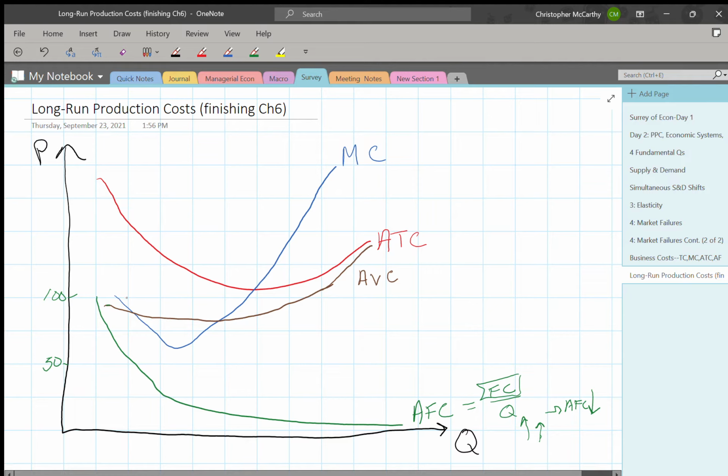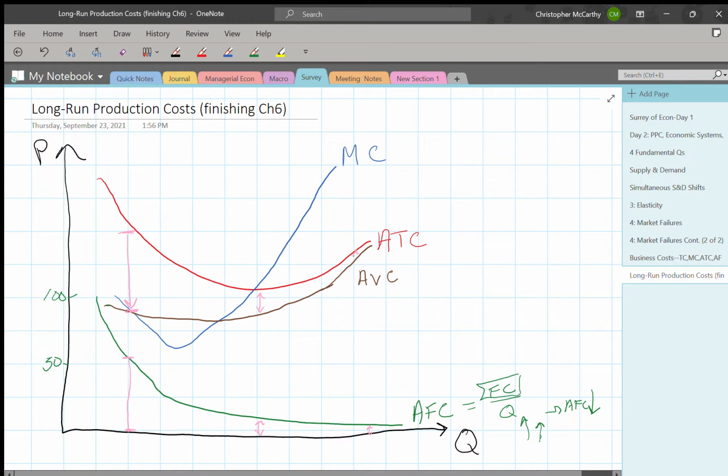This distance between the average variable cost curve and the average total cost curve is exactly equal to the distance between the average fixed cost curve and the x-axis. So as the average fixed cost curve gets smaller and smaller, this distance between the average variable cost curve and the average total cost curve gets smaller and smaller as well.